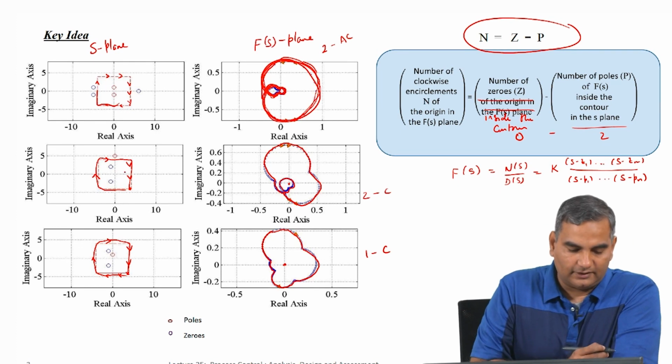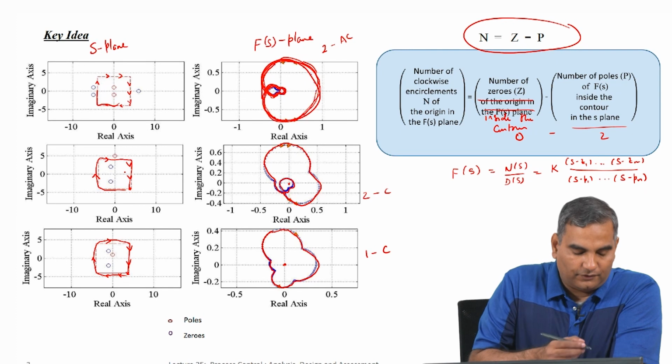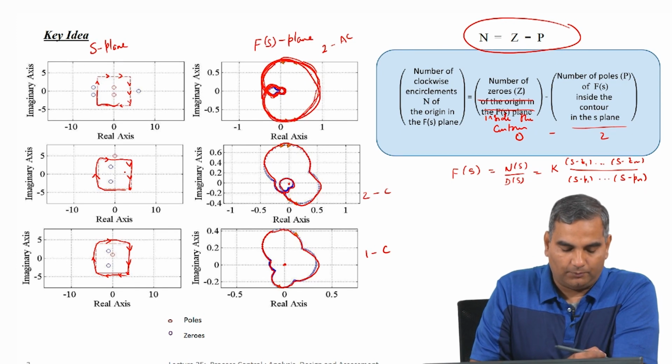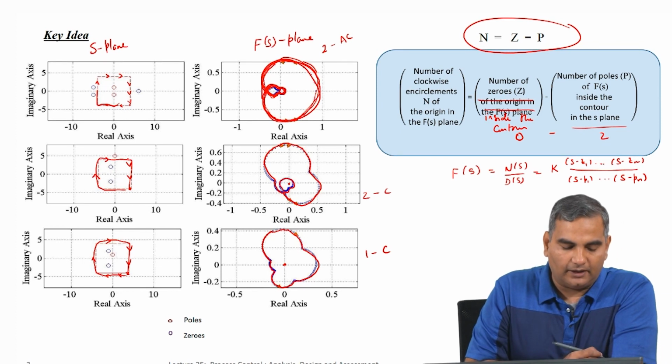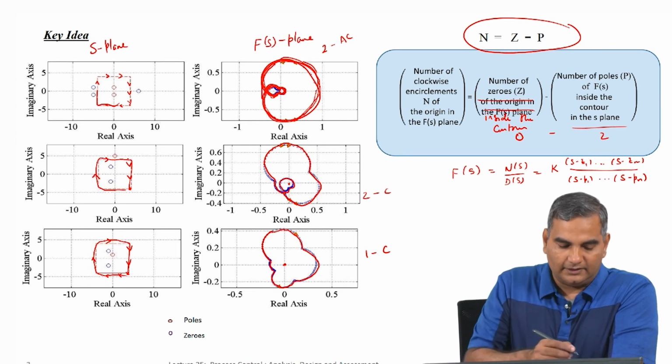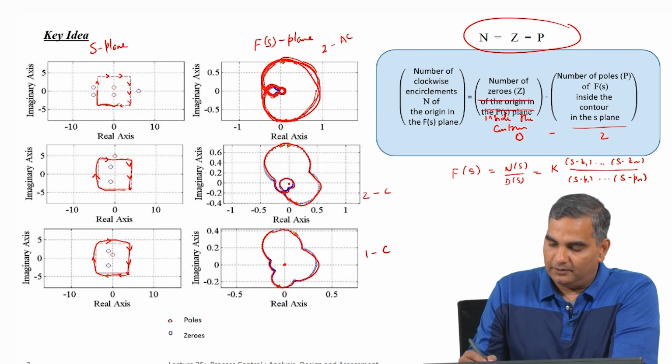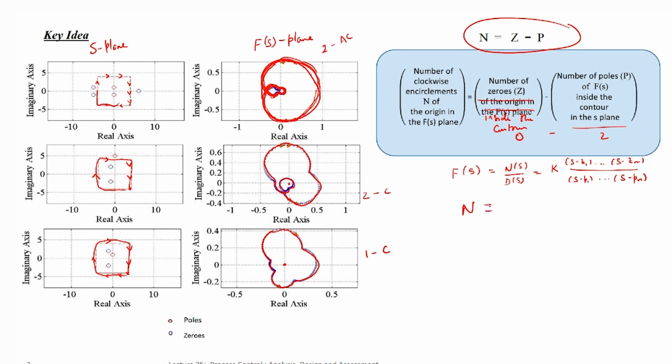Now, if you look at this F of s, though this F of s has 2 zeros and a pole, we have excluded the pole and we have done a clockwise encirclement only around zeros. So, in this case, for the second case, N will be 2 zeros inside the contour, no poles inside the contour. So, 2 minus 0 is 2. So, I have 2 clockwise encirclements.